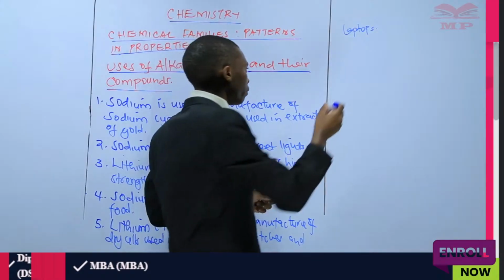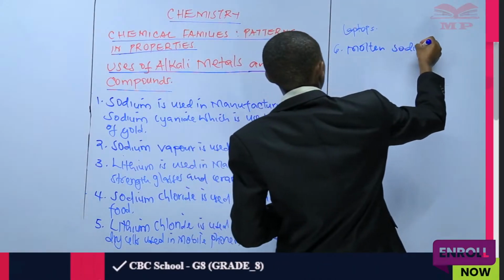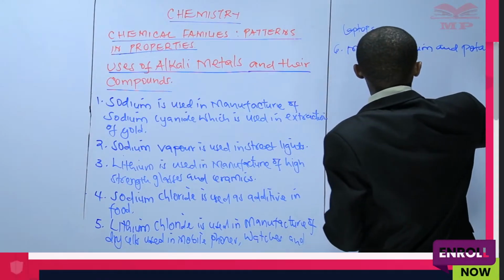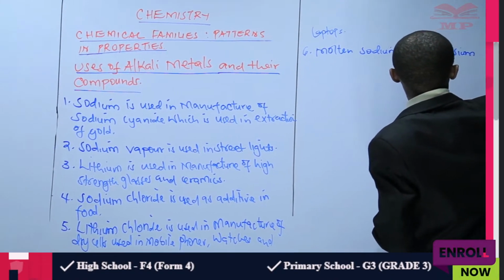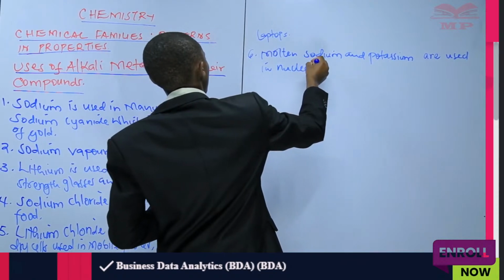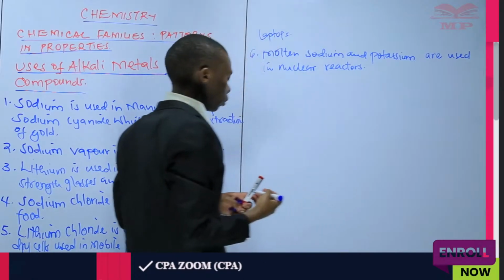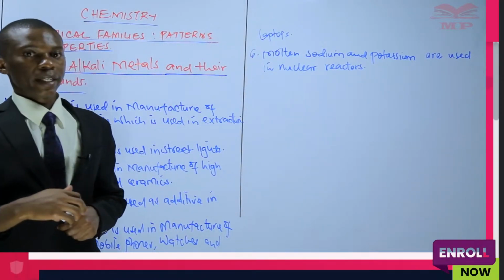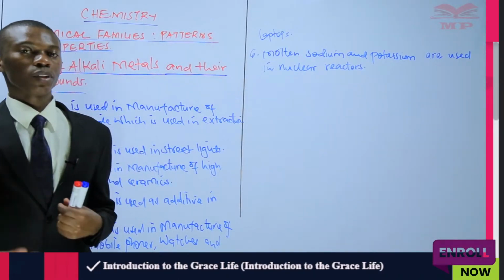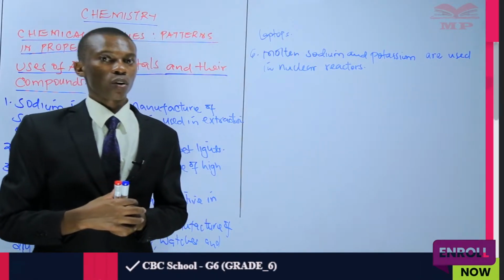The next we have molten sodium and potassium are used in nuclear reactors. Molten sodium and potassium is used in nuclear reactors. Those are some of the examples of uses of alkali metals and their compounds.